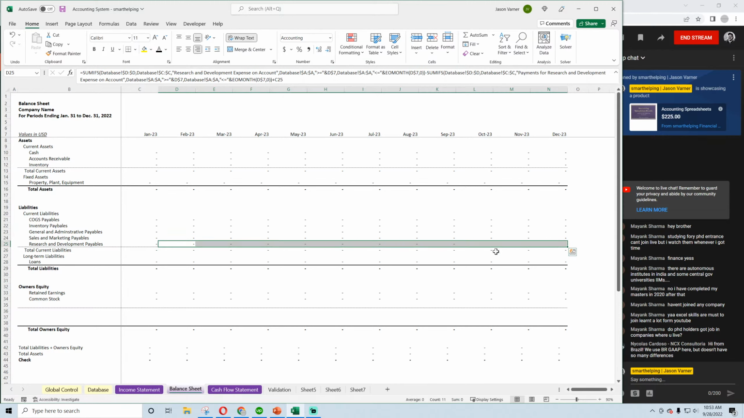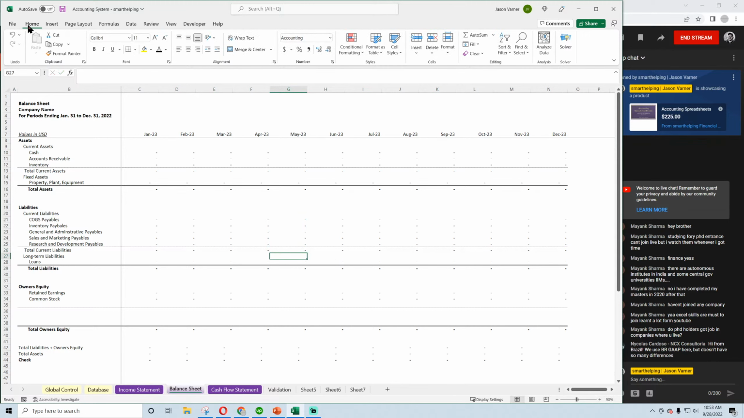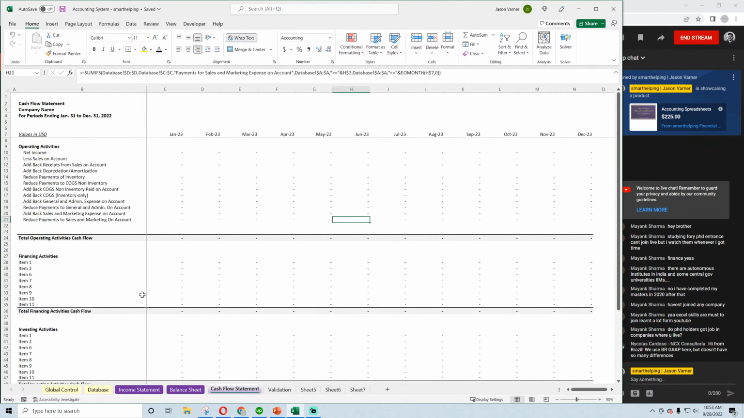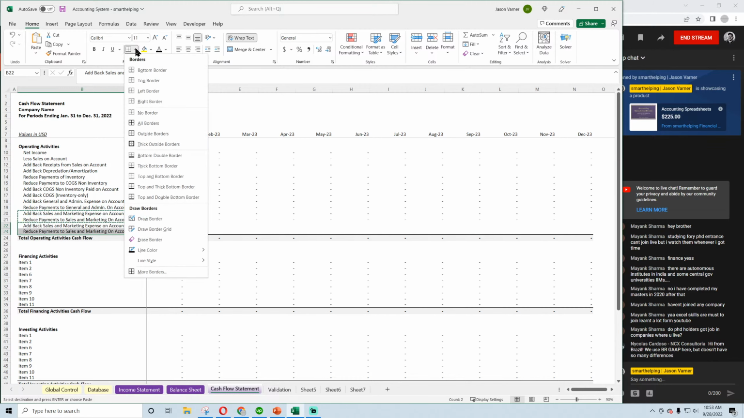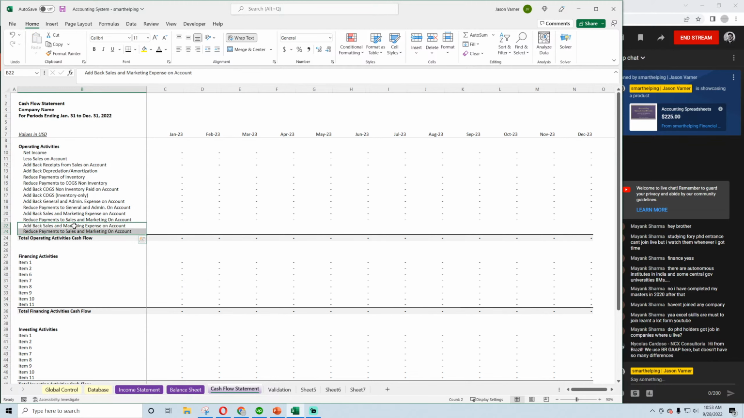Okay, looking good. Cash flow statement, final one. Paste these down into here. And these are research and development.